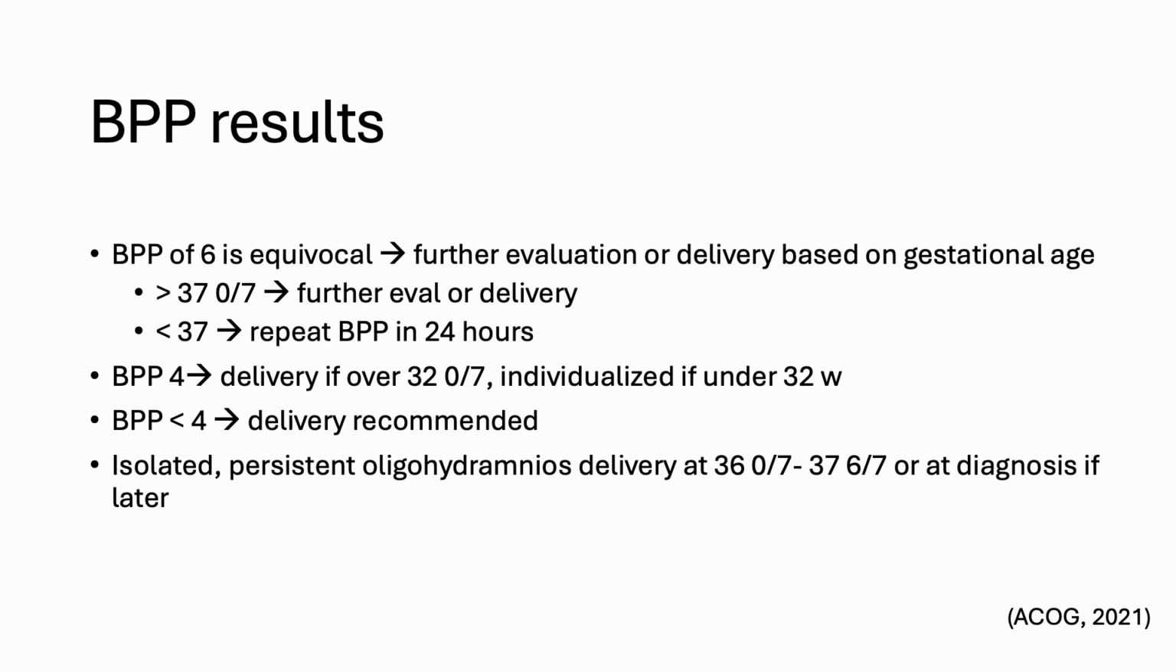So according to ACOG, a BPP of 6 is equivocal. If they're already 37 weeks, we recommend delivery. If they're less than 37 weeks, usually we'll repeat it in 24 hours.